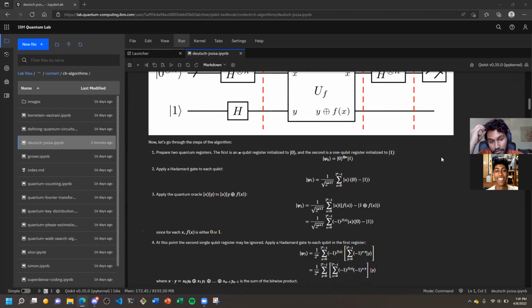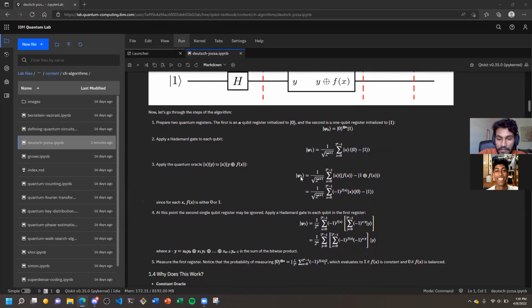Prepare 2 quantum registers. The first is an n-qubit register initialized to 0, and the second is a 1-qubit register initialized to 1. Apply a Hadamard gate to each qubit. And so what that does, like you showed in your math example, is it gives us this expression over here, 1 divided by the square root of 2 to the power n plus 1, because that's how many probabilities we're going to have. We can apply this x state over here along with the Hadamard state, |0⟩ minus |1⟩. And then we can apply the quantum oracle as you showed over there, and that's our psi sub 2.